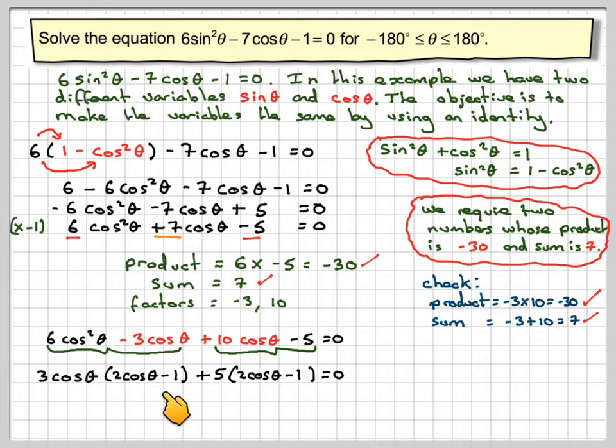Now, if you've done this procedure correctly, you always end up with the same thing here and here. And therefore, that's now a common factor that can come out. So you get 2 cos theta minus 1, and what you're left with is 3 cos theta plus 5, is equal to 0. So we reduce this equation down to a factorised quadratic. And so either 2 cos theta minus 1 is equal to 0.